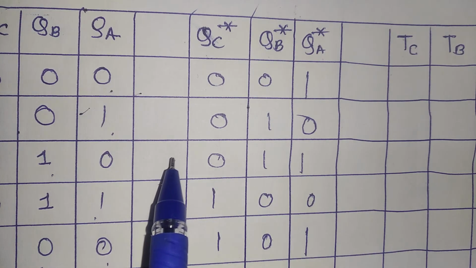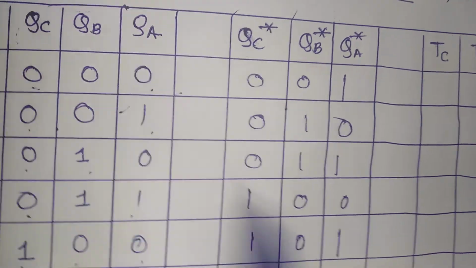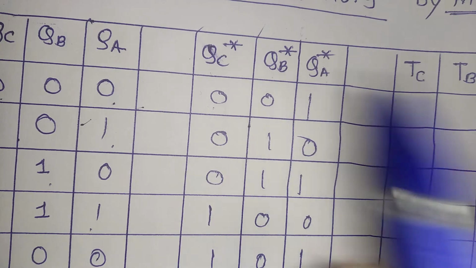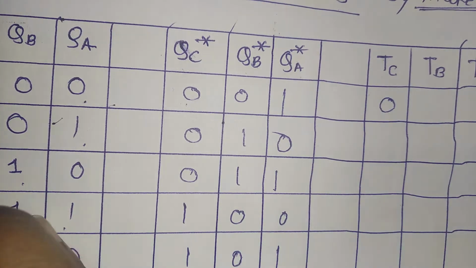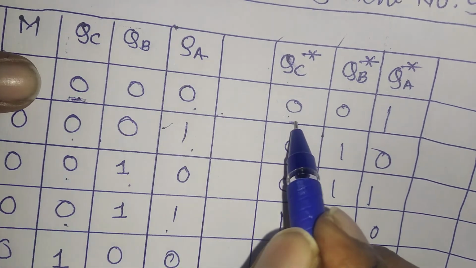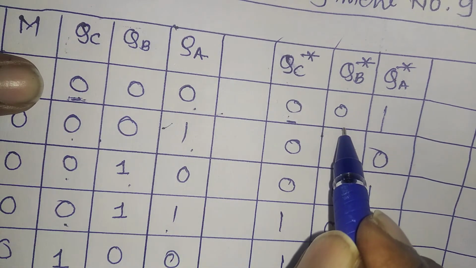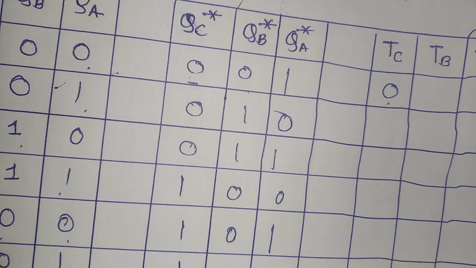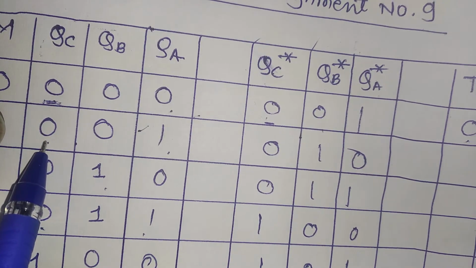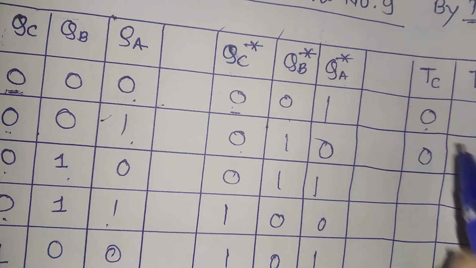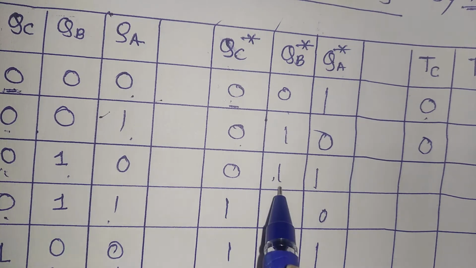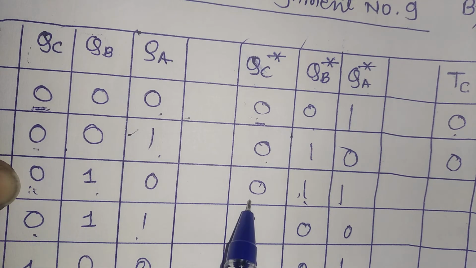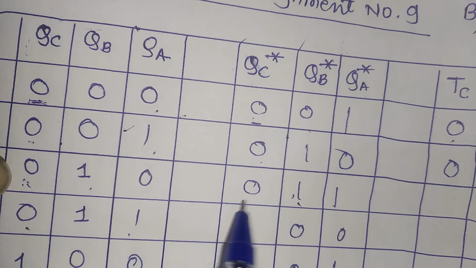In short, I can write here QC equal to 0 and QC star equal to 0. So, TC should be 0, because there is no change in QC and QC star. Present state is the same as the next state, so I can write 0 here. Similarly, for the next state, QC equal to 0 and QC star equal to 0, I will write 0 here.